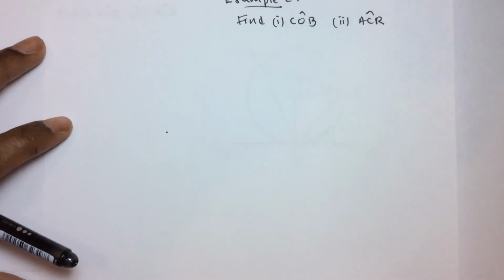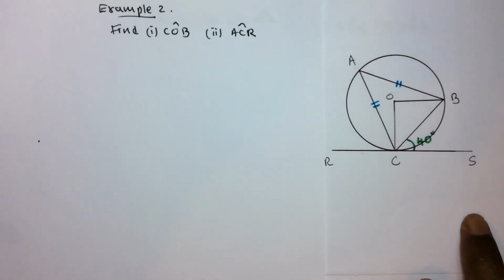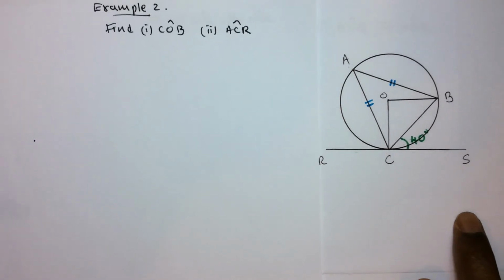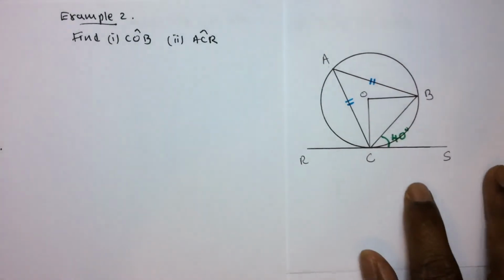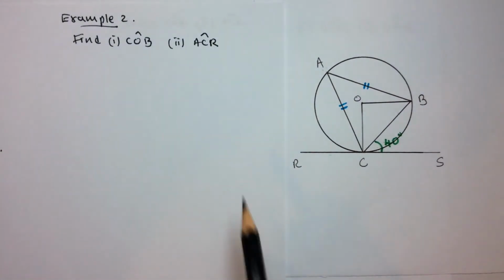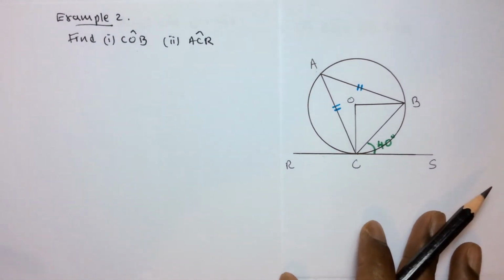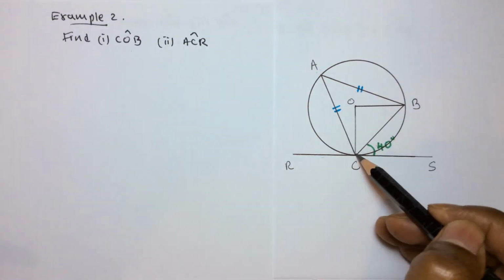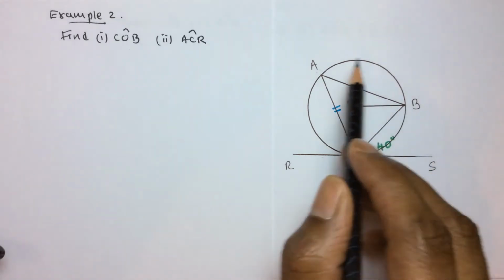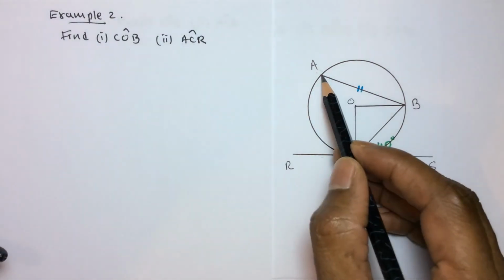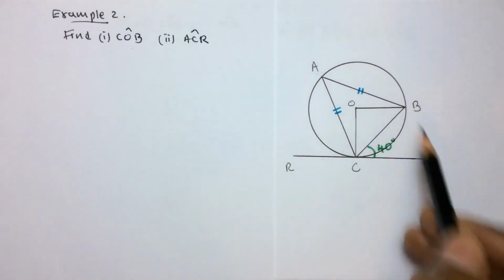Now example 2. Find angle COB and ACR. CAB is here, the angle at the circumference, and ACR is this angle. Now let's have a look at the diagram first.